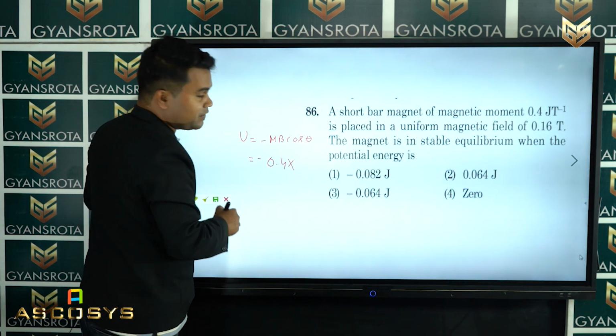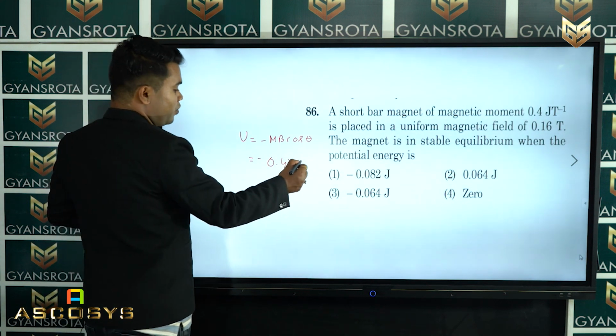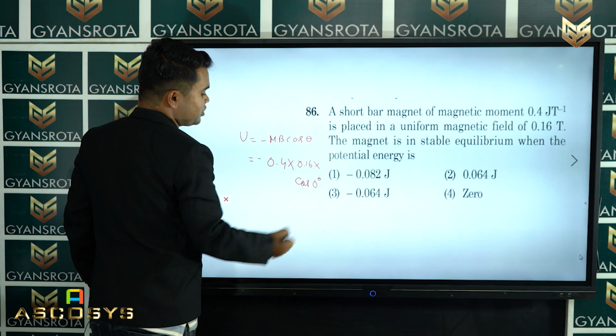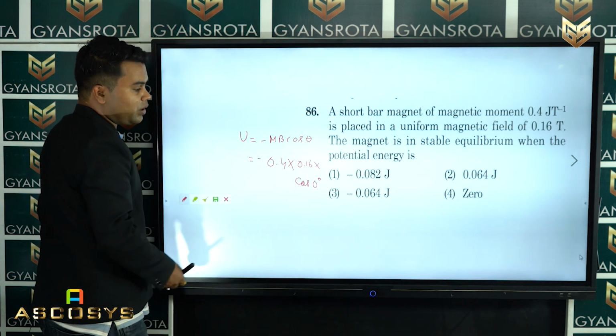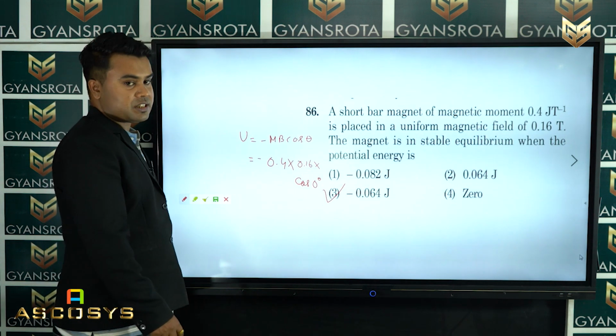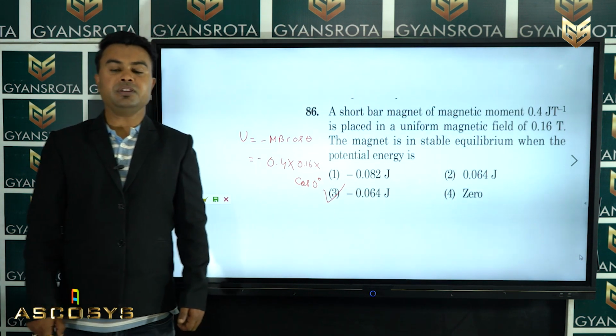0.4, and b is given to be how much? 0.16 multiplied with cos of 0 degree. Cos of 0 degree is 1. Once you solve this one, your right answer will come out to be 0.064 joule. That is option number 3.